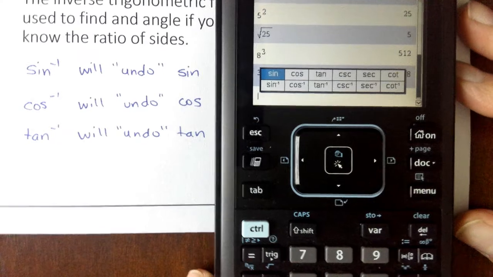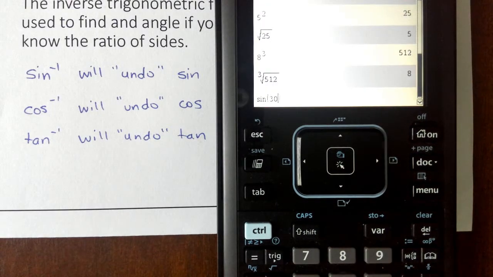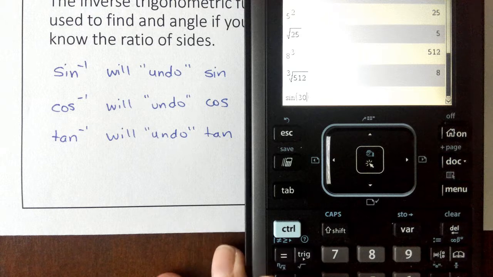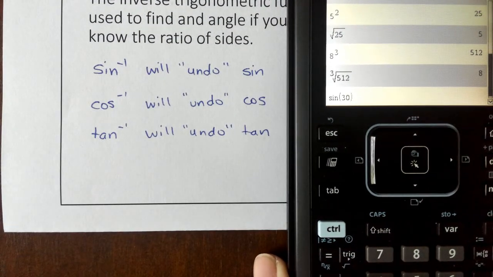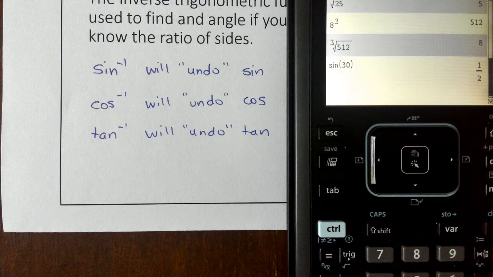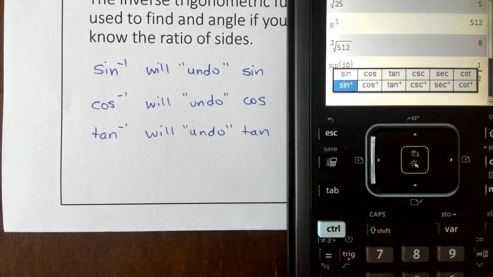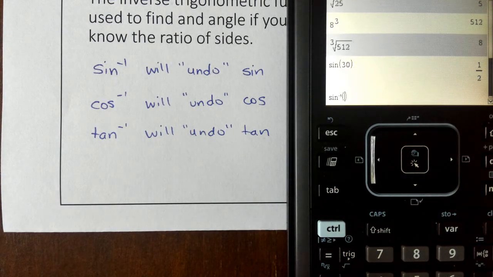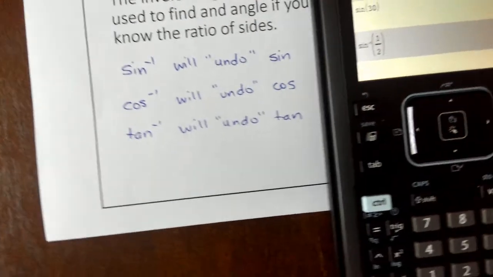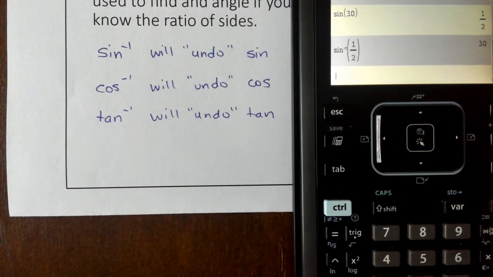So let's take the sine of 30 degrees. If I compute the sine of 30 degrees on my calculator, I get 1/2. On your calculator, it would be 0.5, which is the decimal equivalent. If I use the inverse sine command, which is sine with the -1, and then I put in 1/2, the answer that I got here, and press enter, it's going to give me back 30 degrees. So that's your undo button.